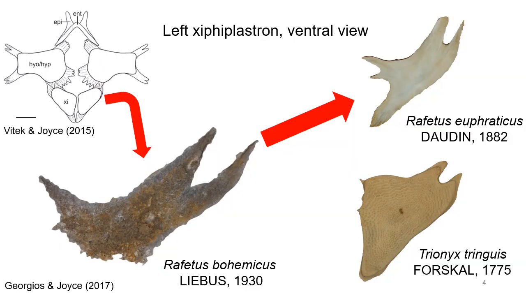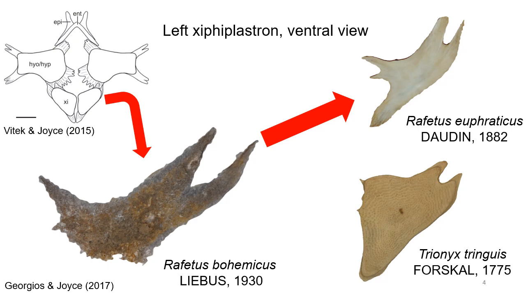A few years ago, a new Miocene specimen, Rafetus bohemicus, was described according to one isolated fragment of the ventral caudal part of the shell, the xiphiplastron. As you can see, due to the missing callosity on the surface, which is the small bony plate with the sculpture, it is genus Rafetus and not genus Trionyx as was supposed before.